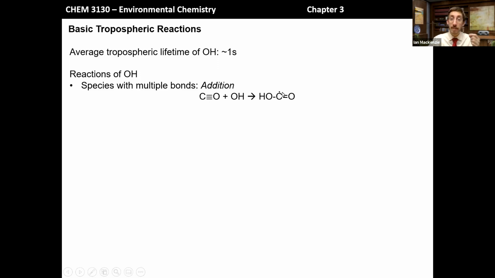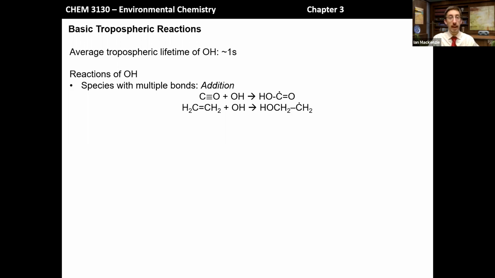And now I have indicated with a little dot here that carbon in this resulting molecule has a radical on it. A radical is simply a term for an unpaired electron. And so carbon now has an unpaired electron. Its valence is not filled. It would only have 7 valence electrons around it.